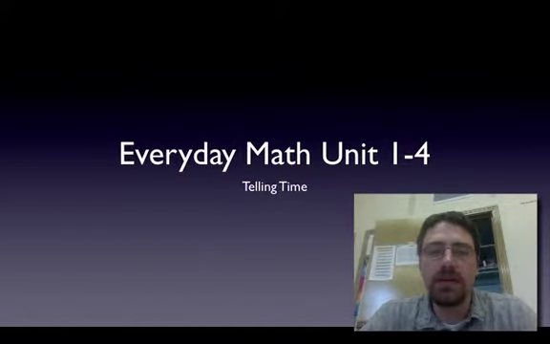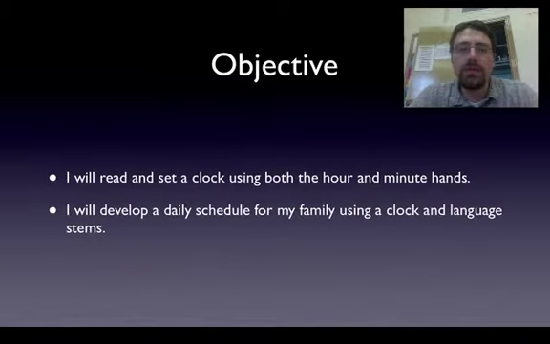This is the lesson on telling time. We've got two objectives today. The first one is that you will read and set a clock using both the hour and minute hands. The second objective is that you will develop a daily schedule for your family using a clock and language stems. You'll be doing the first one after watching the video on your own, and you'll be doing the second one when you get back to class tomorrow.